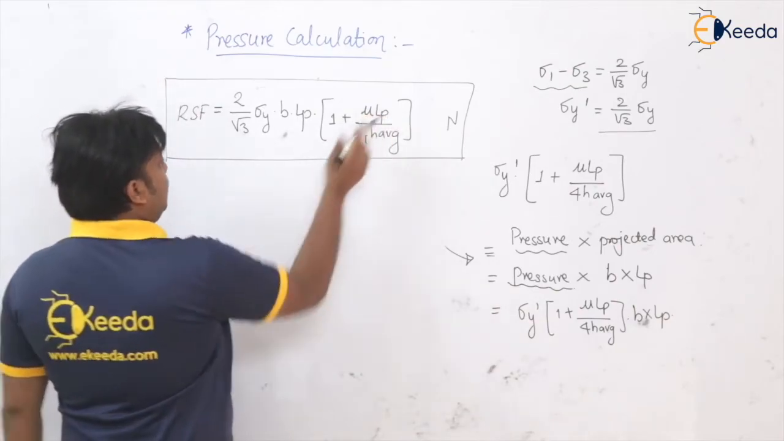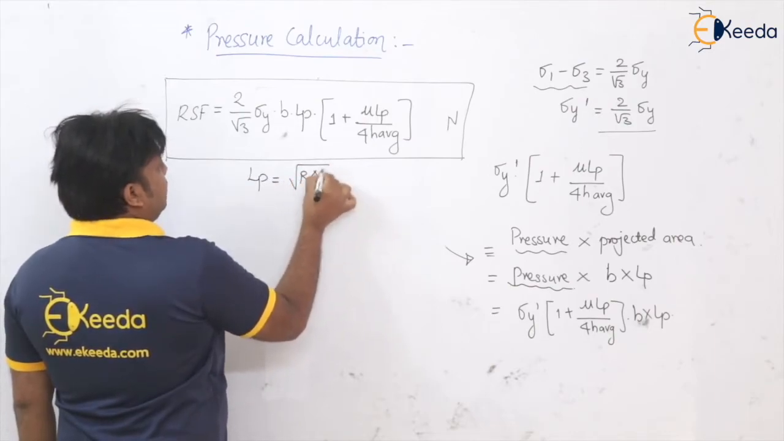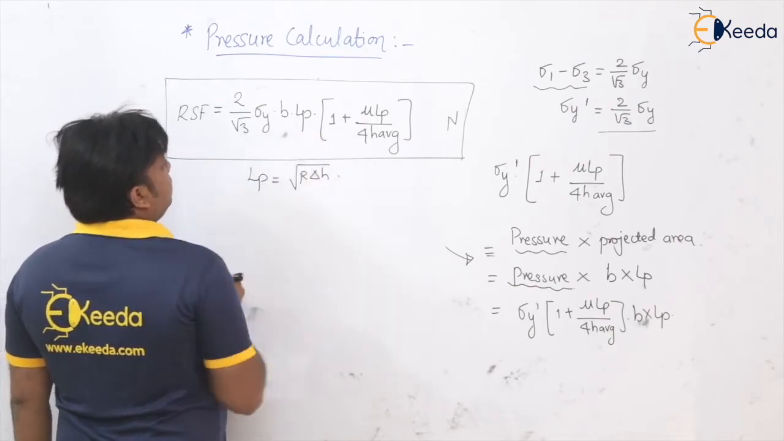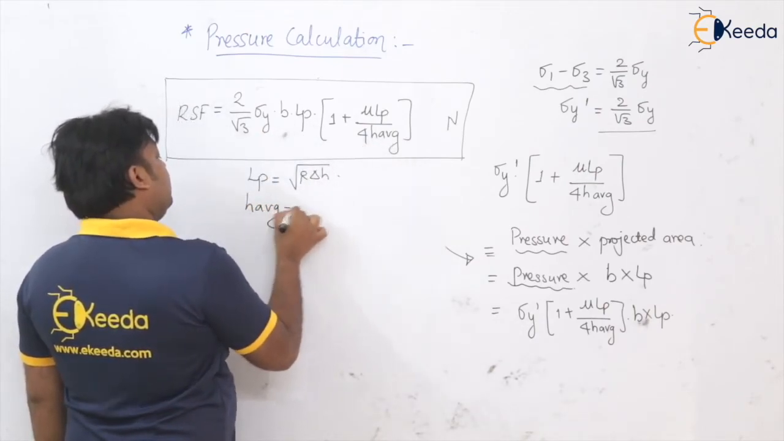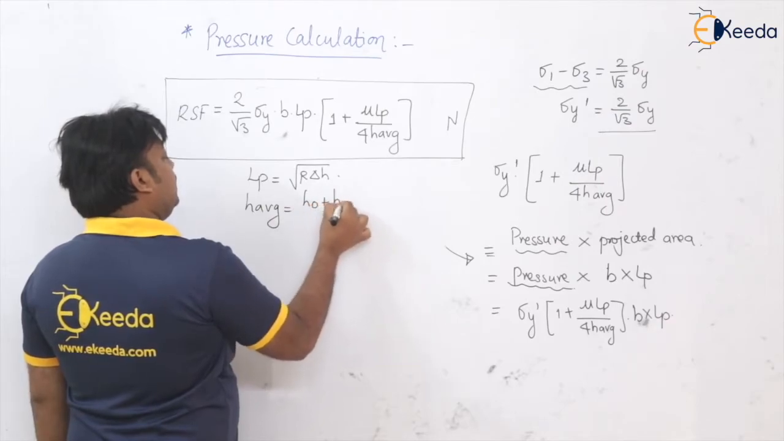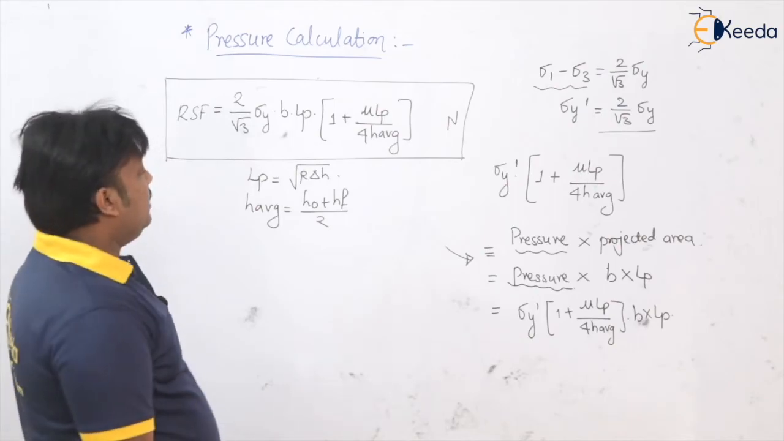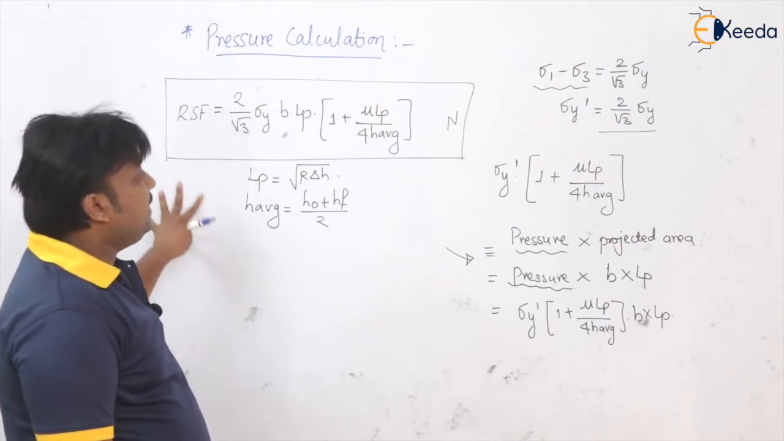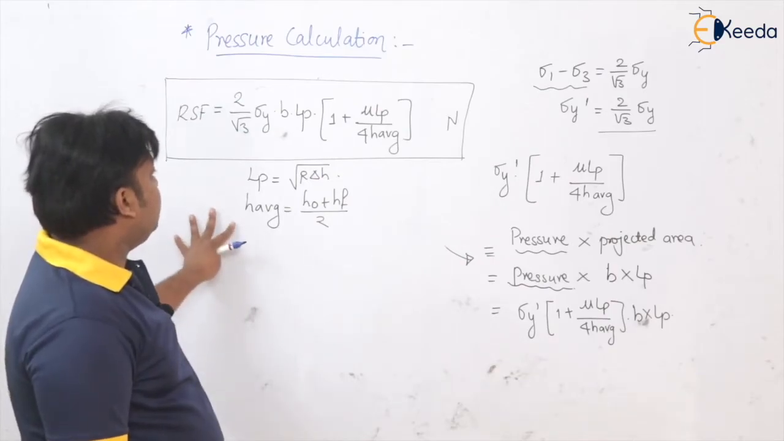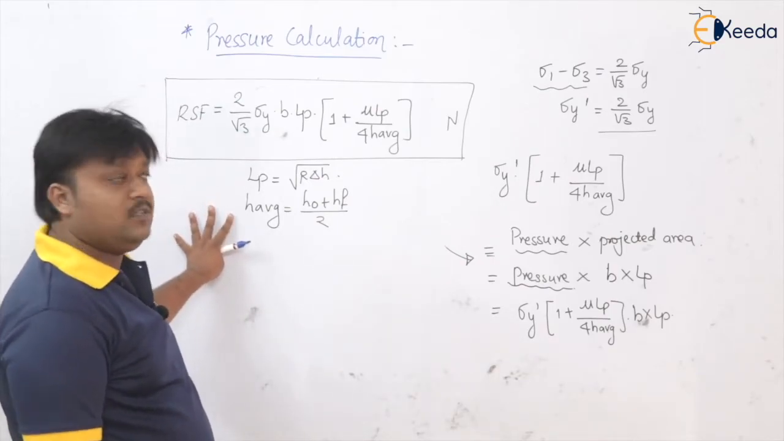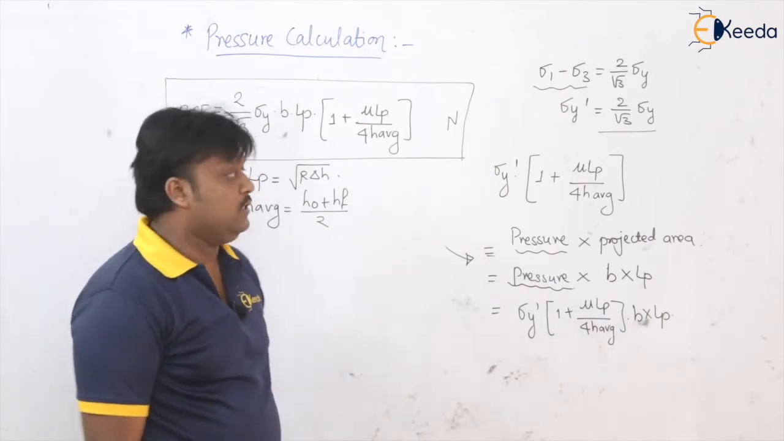You know how to calculate L_p? Under root R times delta H. b is given, it's the width, and h average you can calculate as original thickness plus final thickness divided by 2. Okay, so this is the roll separating force, please remember. Now once you get this roll separating force, it is very easy to calculate the torque and power in the rolling operation. Let us see.